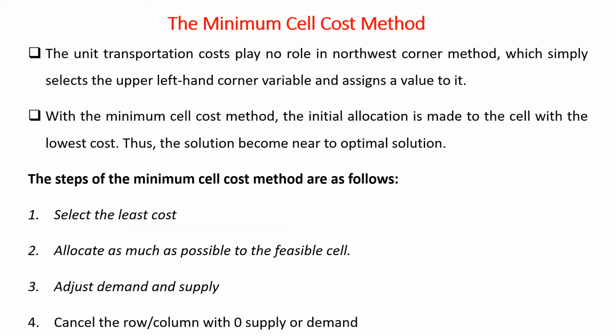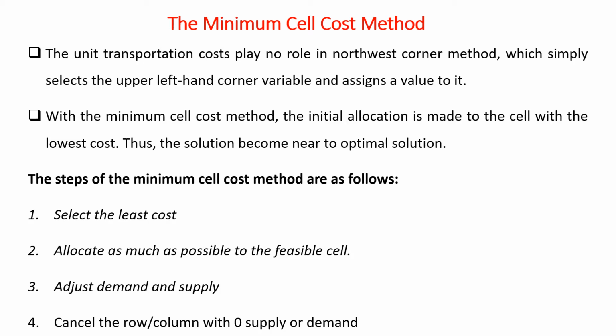Let's proceed to the minimum cell cost method. The unit transportation cost plays no role in the northwest corner, by the way, because we didn't consider the minimum cost in the northwest corner. We just take the upper left hand corner or the northwest corner cell, without taking into consideration the costs.